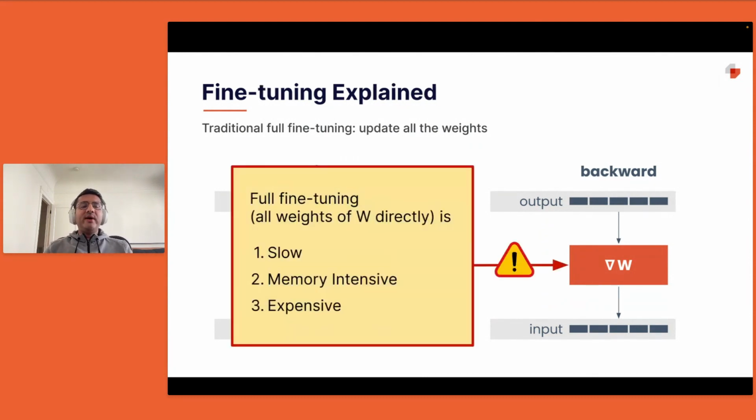However, full fine-tuning is really slow and expensive. And the reason is that usually to do training, you need to keep track of activations, keep track of gradients, and keep track of your optimizer state along with the model weights. Each of these are pretty memory intensive in themselves.